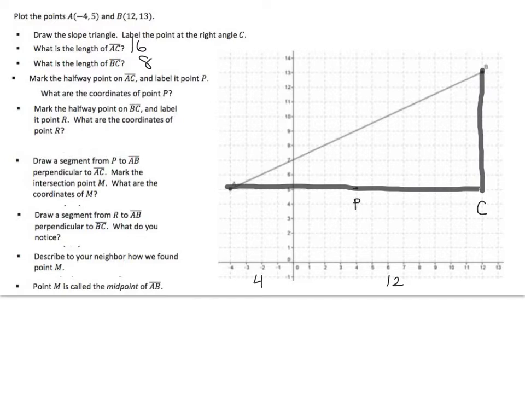Sorry, I had to sneeze. What are the coordinates of point P? So I have over 4. We're not going to draw it there, though. 4 up 5. Mark the halfway point on BC and label it point R. So this is 8 segments. I'm going to go up 4. 1, 2, 3, 4. 5, 6, 7, 8. Yep, I want to make sure I was halfway. Marking that point R. And the coordinates of point R are over 12 up 9.